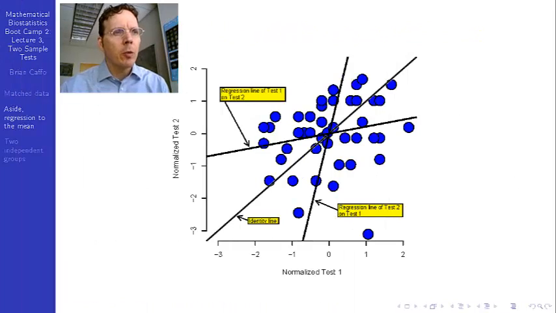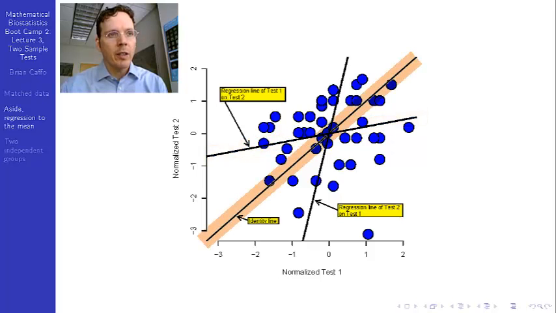This will probably make it a little bit easier. So here I have normalized test 1 score on the horizontal axis and normalized test 2 score on the vertical axis, and the slope of this line here is the correlation between the two, which is about 0.21, and that's the regression line of test 1 on test 2.